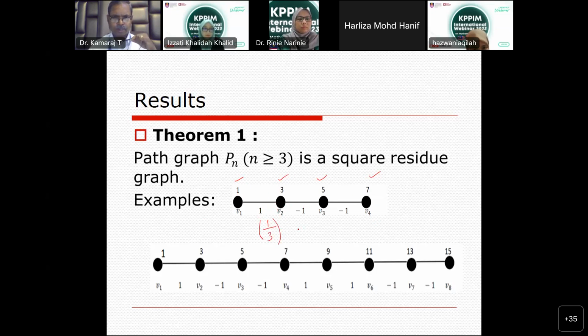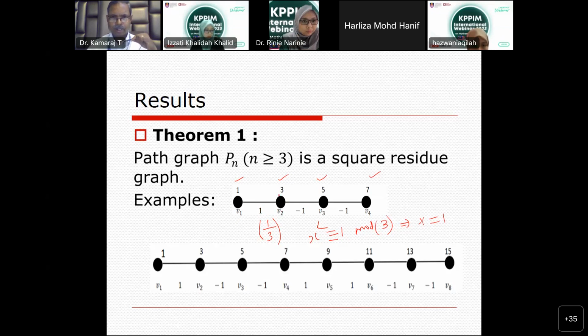Can anyone tell me whether 1 is a quadratic residue of 3? That means, can you write 1 as congruent to some x square under modulo 3? Definitely, we can write x square as 1 square itself. One of the solutions is x equal to 1. So 1 is a quadratic residue of 3, because we can write 1 as congruent to x square. So the edge label should be plus 1. If it is a quadratic residue, it means plus 1.